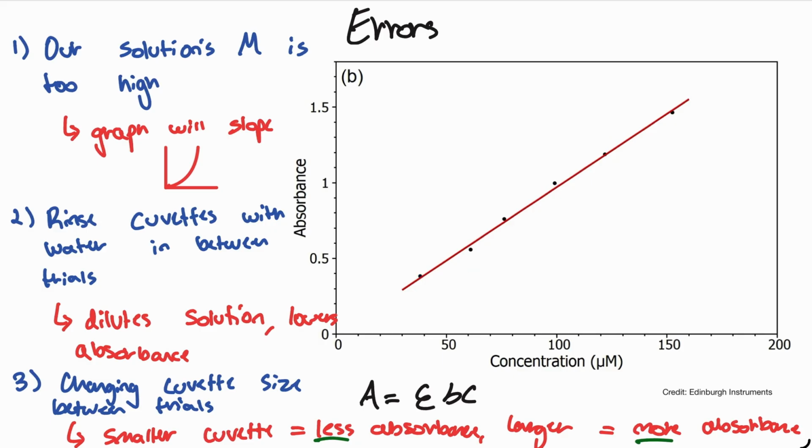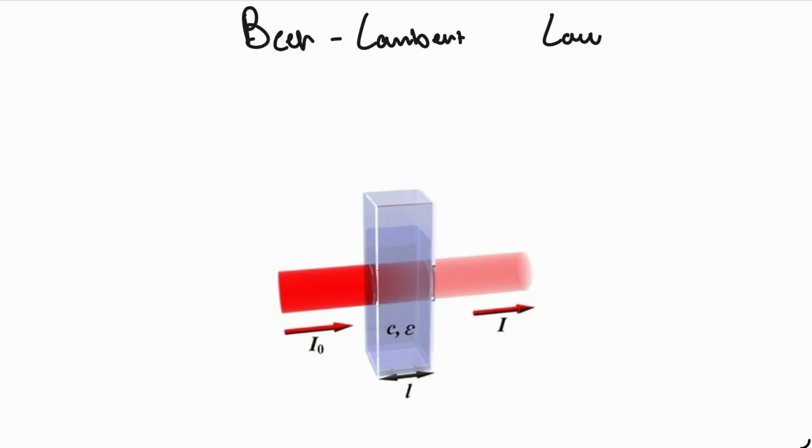And lastly, as with all experiments in chemistry, make sure that you're controlling variables. If we're not controlling our variables, our data will not be trustworthy. And with that being said, that's all you need to know about the Beer Lambert Law for AP Chemistry. And we're now also done with Unit 3.